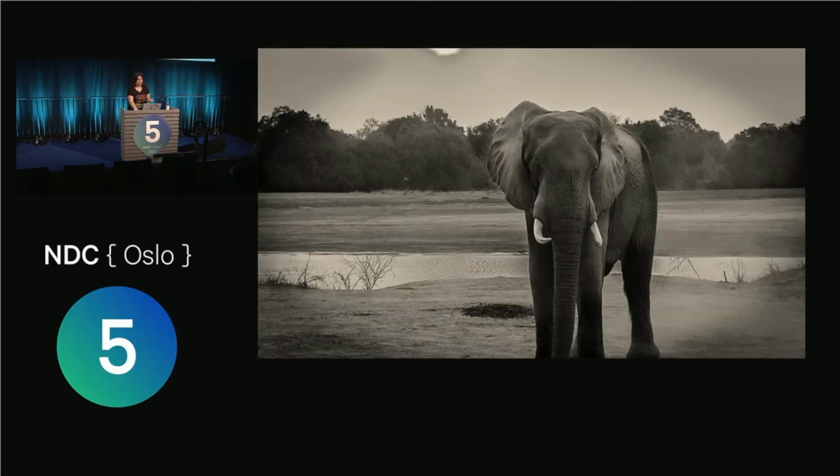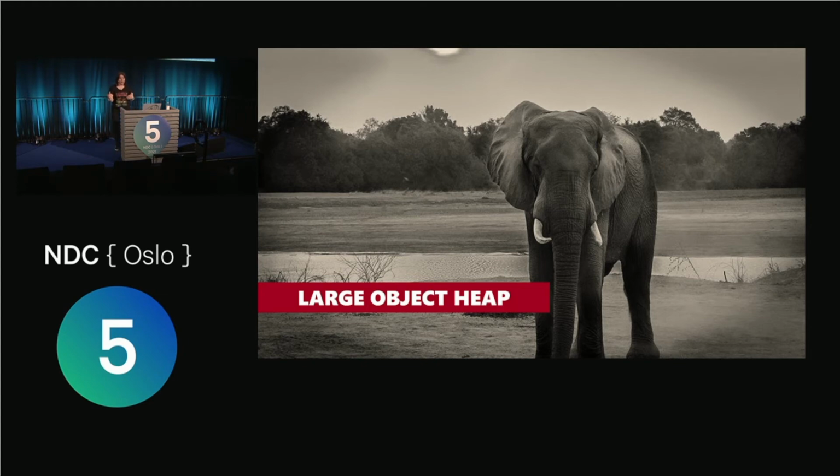Apart from the generations, we also have the elephant in the room, which is the large object heap. The large object heap is a special generation, which actually turns out to be generation three, where all the large objects are, large objects being anything that's over 85,000 bytes in size. So strings, arrays, things like that happen to be very big. The reason why we put them in a separate one is because they are very expensive to move around. Moving around a very large array is a lot of churn for the garbage collector. So we want to keep that separate.